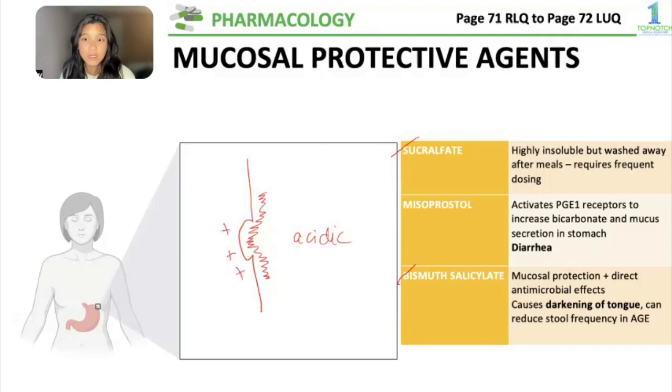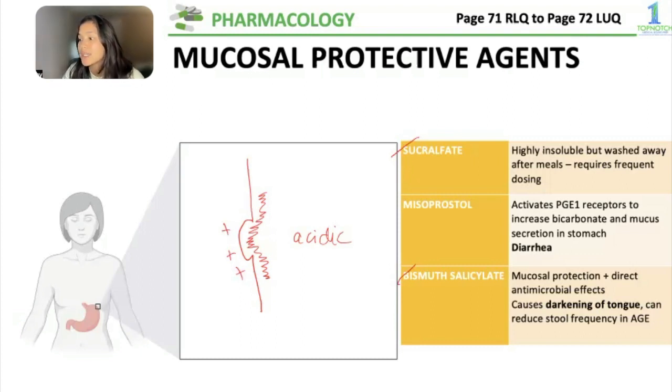So it forms a physical barrier, it restricts further caustic damage, and it also is believed to stimulate mucosal prostaglandin and bicarbonate secretion, which we know are protective factors in your gastric lining. What are some special things about these drugs? So sucralfate is highly insoluble, meaning it doesn't get absorbed into your systemic circulation and really has very few side effects. However, it is washed away quite quickly after meals. Therefore, nawawala yung physical layer of protection. So it requires frequent dosing, which can be quite inconvenient.